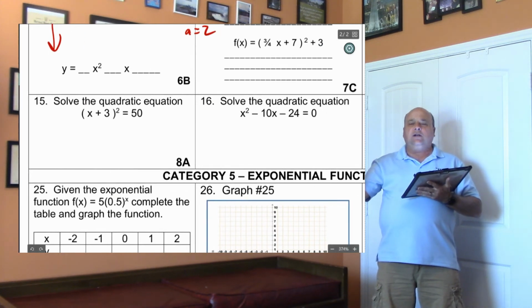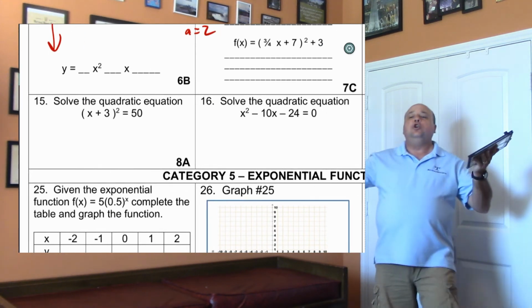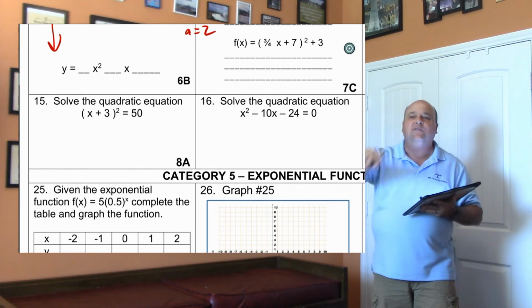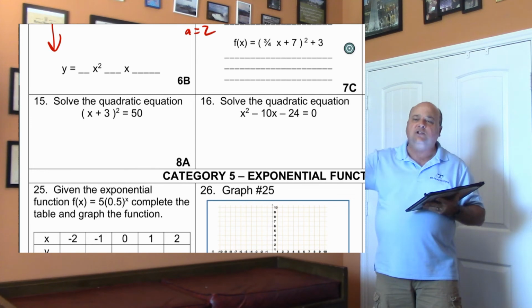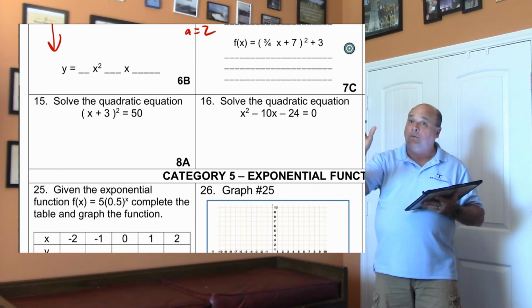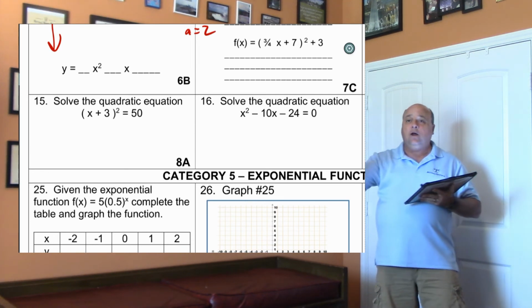Okay, solve by the quadratics. Y'all please listen. You can solve these for 0, graph, and trace. That always works. Solve it for 0, graph, and trace. It's going to give you a decimal though. Okay, but that always works.